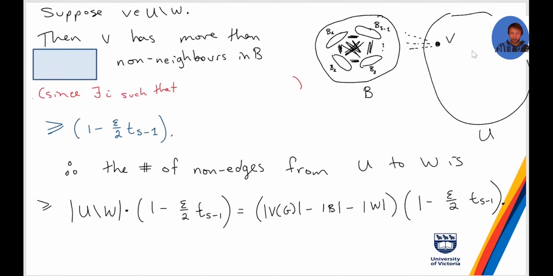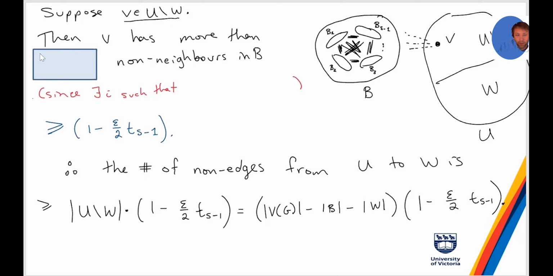Okay, so here I've got B, which is the stuff I've built so far. Maybe B can mean built. I've got U, which is the unused vertices, which split into two parts, W and U minus W. W are the good ones that have lots of neighbors. U minus W are the rubbish ones.